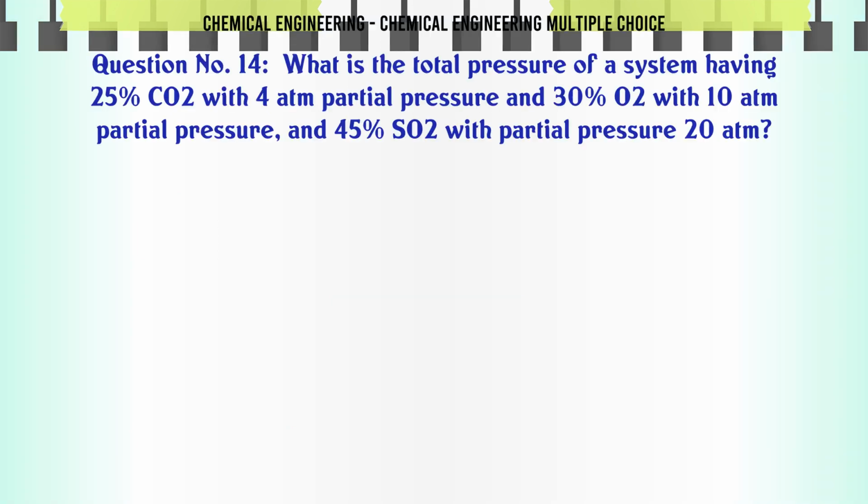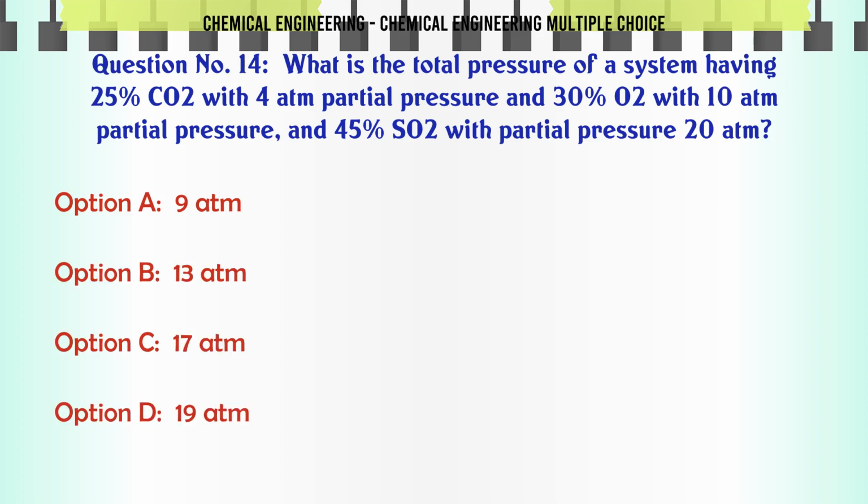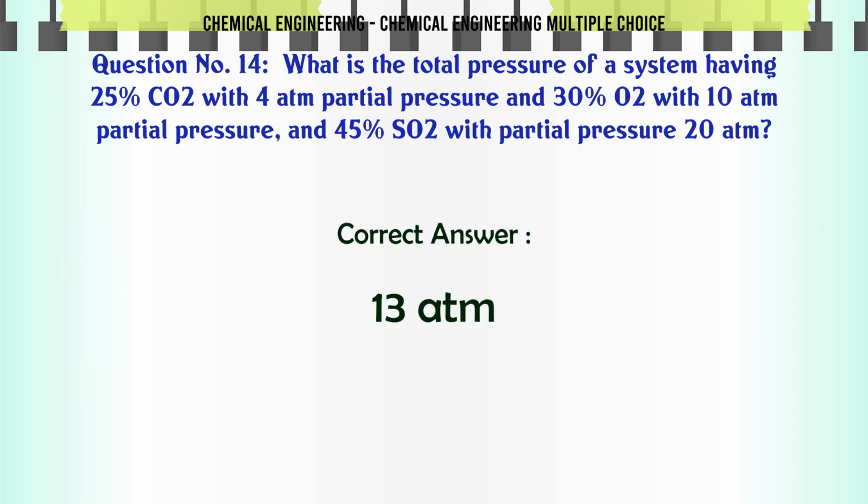What is the total pressure of a system having 25 CO2 with 4 atm partial pressure and 30 O2 with 10 atm partial pressure and 45 SO2 with partial pressure 20 atm? A 9 atm, B 13 atm, C 17 atm, D 19 atm. The correct answer is 13 atm.